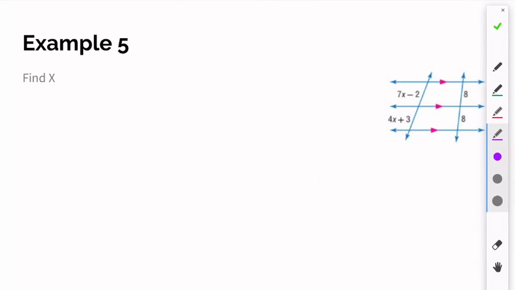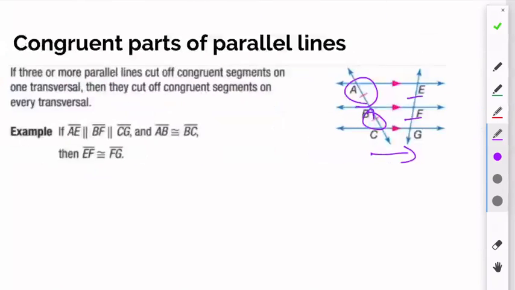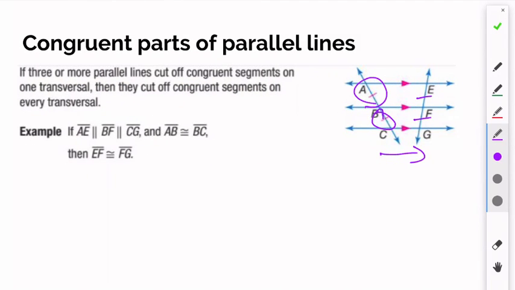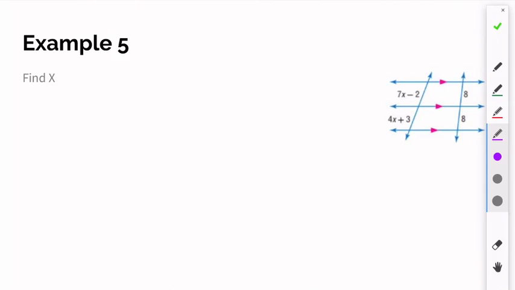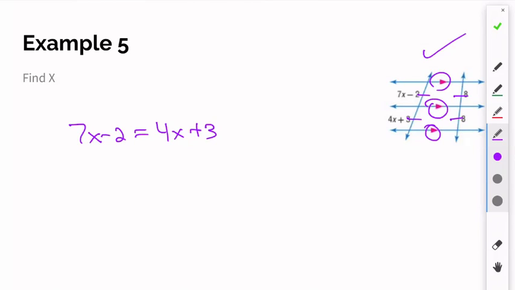So for example 5, here we go. We're going to use the rule that we just talked about. We have three sets of parallel lines. It's important to establish that they're parallel; that's what these little marks do for us. They're cutting this transversal exactly in half, so we know it's also cutting the other transversal exactly in half. That makes it easy for us to solve. We just set up the algebra: 7x minus 2 has to equal 4x plus 3. I'll let you finish up the algebra on that.